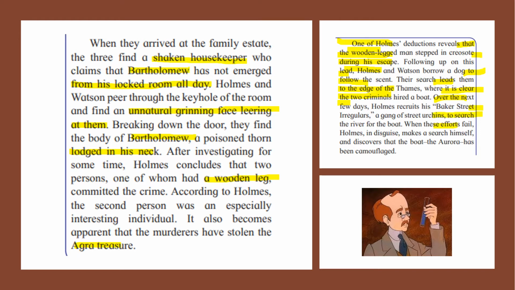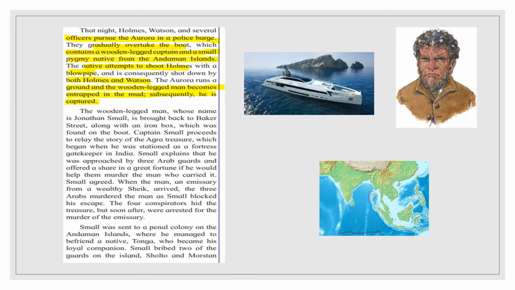Over the next few days, Holmes recruits his agents, who are the gang of sea urchins, to search the river for the boat. However, when these efforts fail, Holmes himself, in disguise, makes a search and discovers that the boat, called Aura, has been camouflaged. That night, Holmes, Watson, and several other officers pursue the Aura in a police barge.